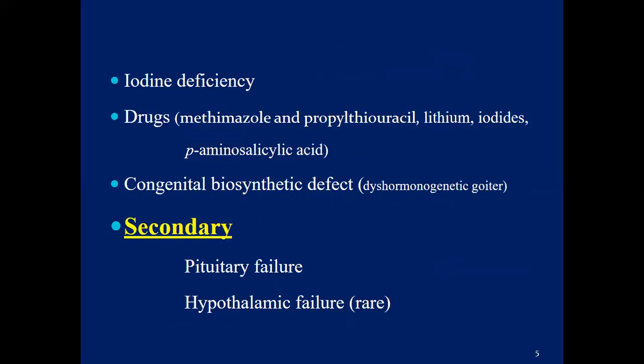Then it is more common in areas where there is iodine deficiency, or with the use of drugs like methimazole, propylthiouracil, and lithium iodates. Then there may be some congenital biosynthetic defects, which is called dyshormonogenetic goiter. The secondary causes, as I said, may be due to some tumors, or dysfunction of the pituitary, pituitary failure, or hypothalamic failure.